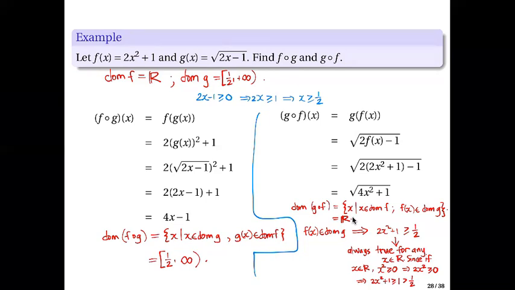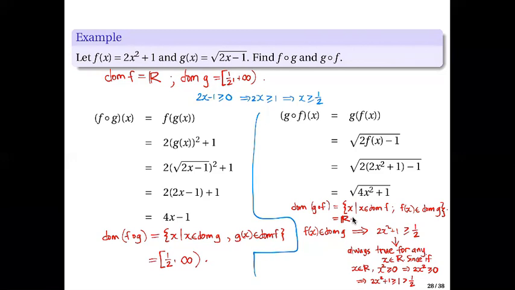Okay. So those are the 4 operations on functions. We have the sum, which is addition and subtraction already. We have the product, we have the quotient, and we have the composition.